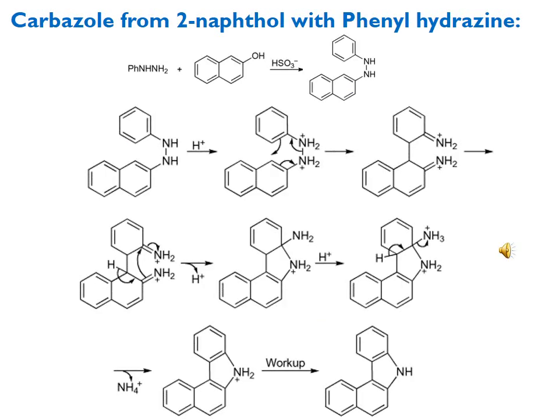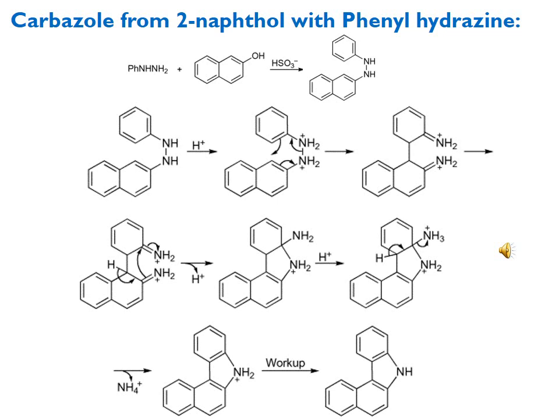As we discussed previously, the reaction of alpha naphthol or beta naphthol with ammonia or primary amines results in primary amines or secondary amines respectively. But the reaction of 2-naphthol or 1-naphthol with phenyl hydrazine or aryl hydrazine moves towards a number of further steps, and we get the final product of carbazole. Here is the mechanism for the carbazole formation from 2-naphthol with phenyl hydrazine. The first step is not explained here, which we have discussed for the conversion of 2-naphthol into naphthylamine.